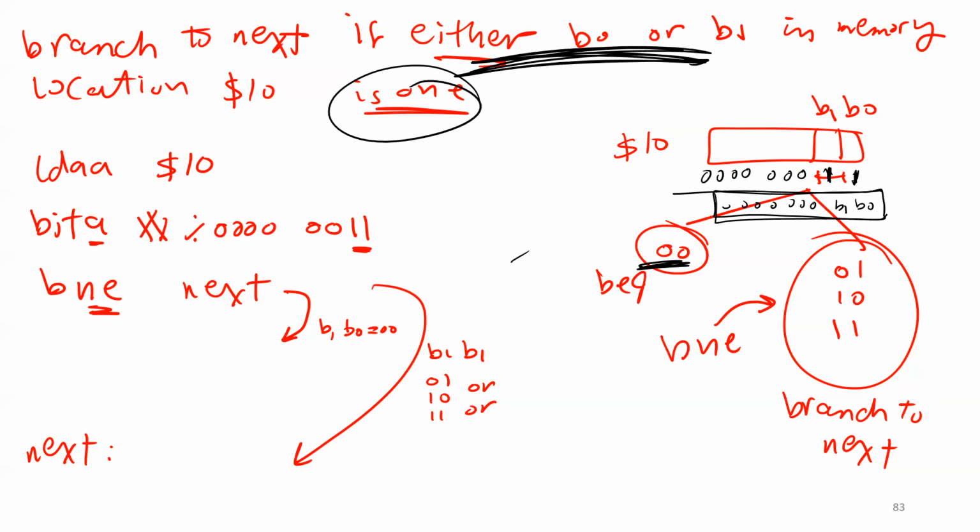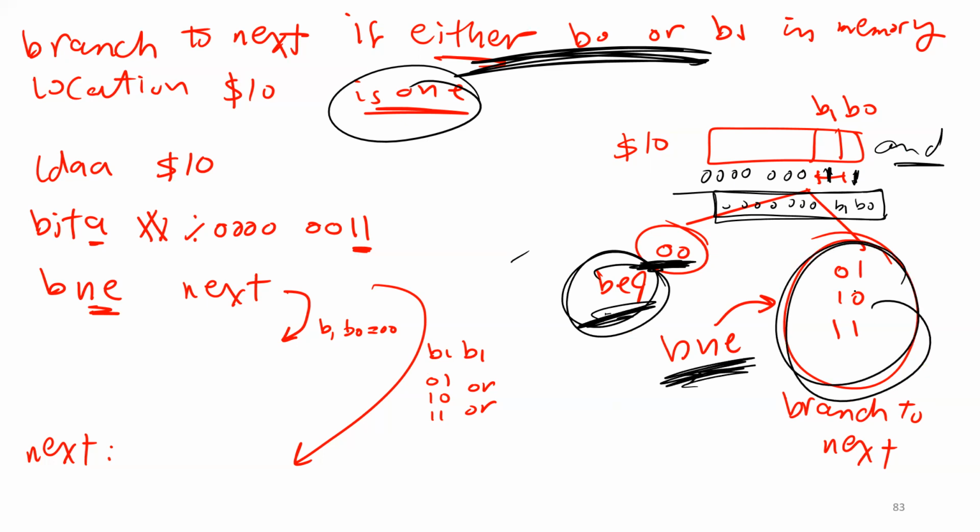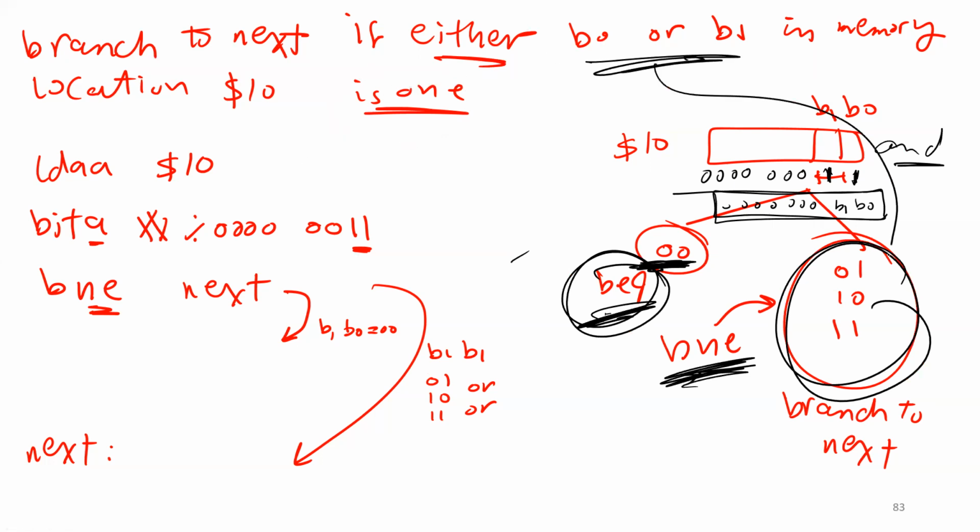So that's why, after I do AND, if I use branch if equal, this one is going to branch if the 2 are zeros. If I use branch if not equal, this one is going to branch in any one of these cases. And actually, that's what I'm asking you to do. I want to branch if this is the case. That's why I did it this way.